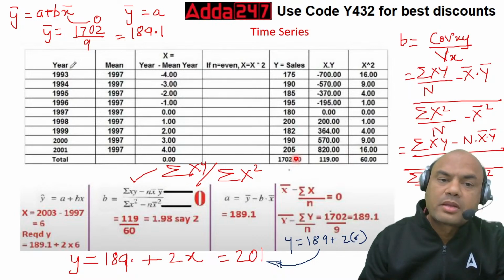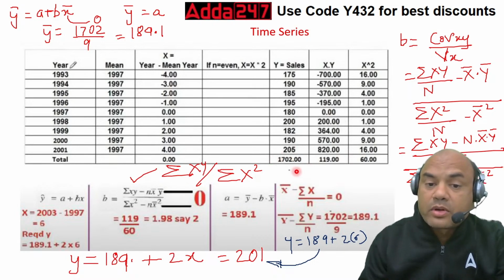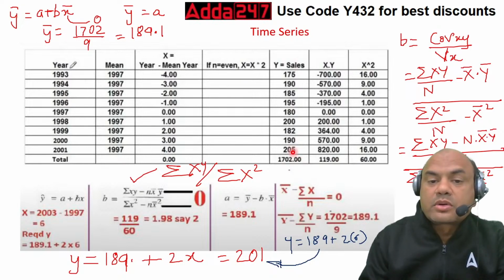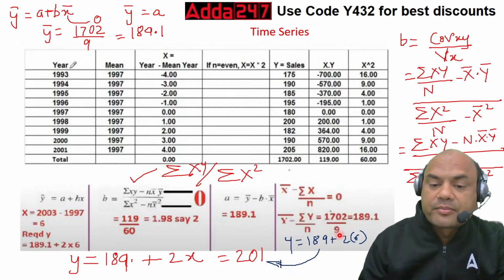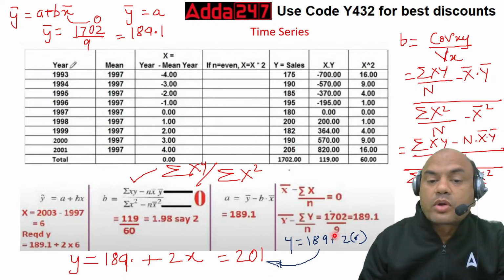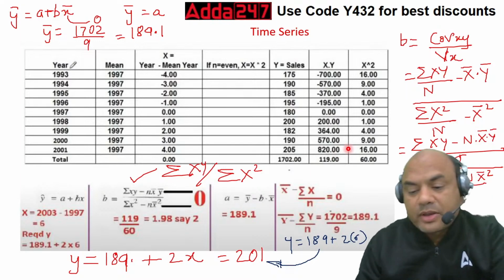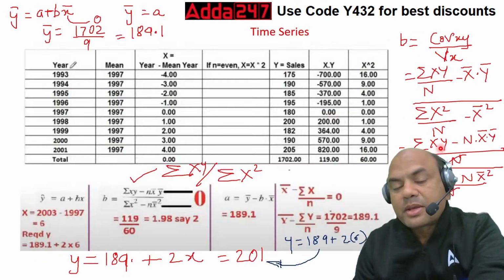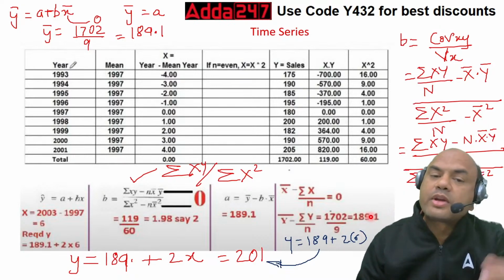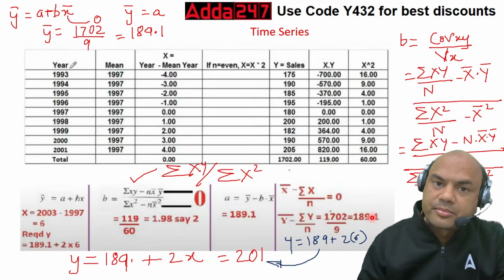Okay? So what is y bar over here? 1702 is the total divided by 9. So 1702 divided by 9 is 189.1. So y bar is 189.1. Immediately you got A, because A is y bar. So A equals y bar. Once you get y bar, it means you got A.